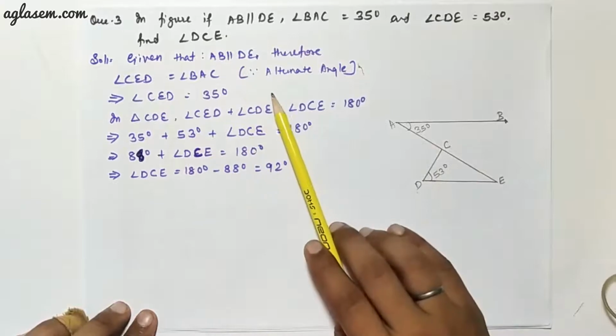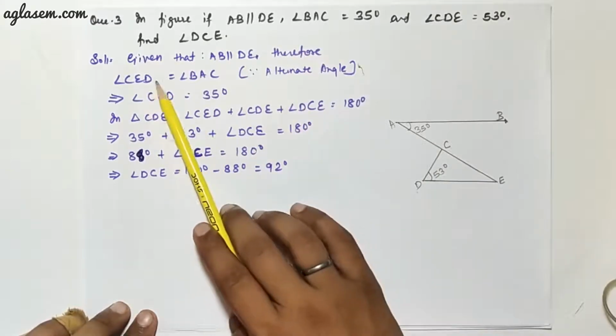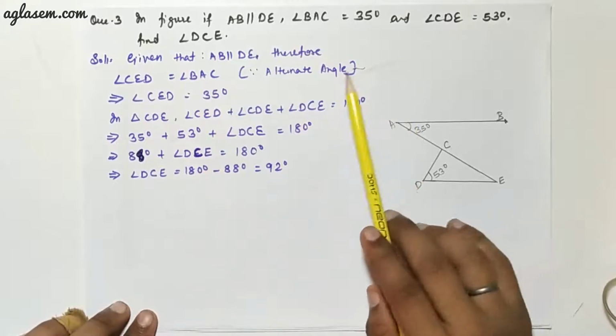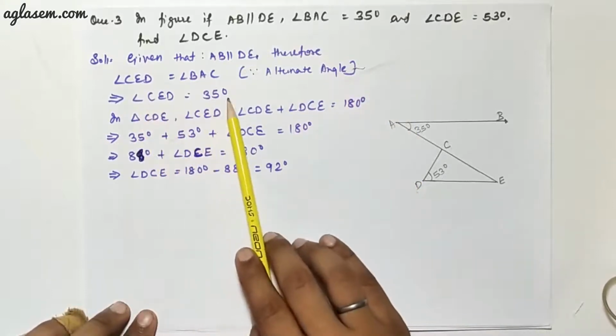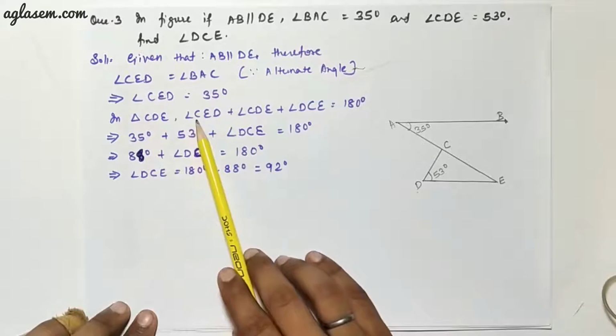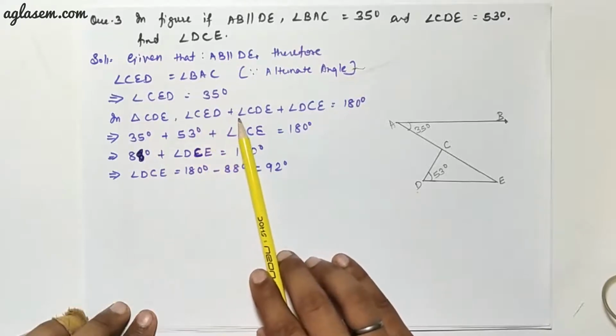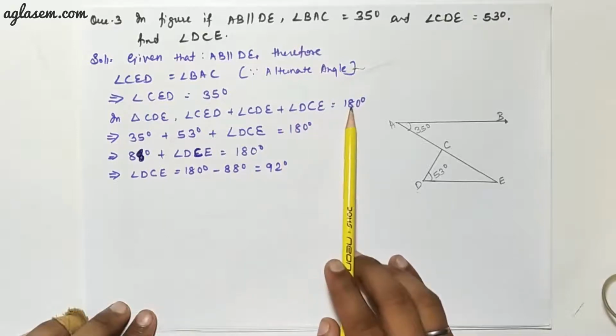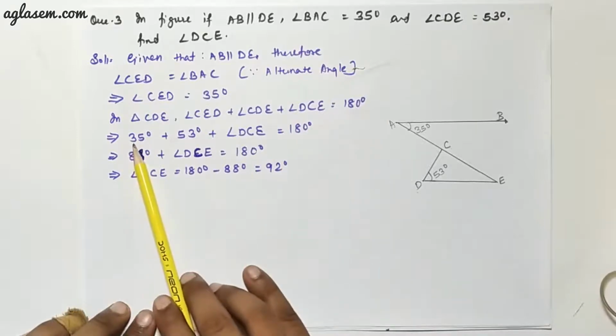Given that AB is parallel to DE, therefore angle CED is equal to angle BAC. That is because of alternate angles. Angle CED is equal to 35 degrees. In triangle CDE, angle CED plus angle CDE plus angle DCE is equal to 180 degrees. Now we have to solve this.